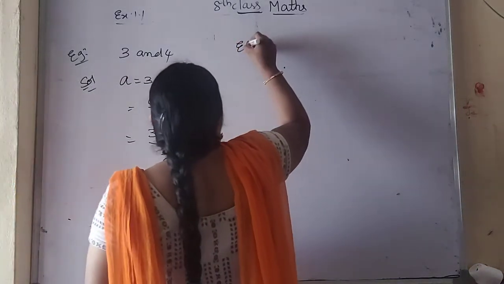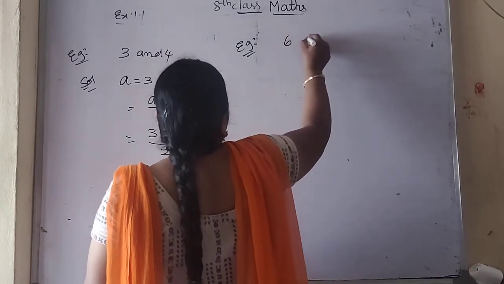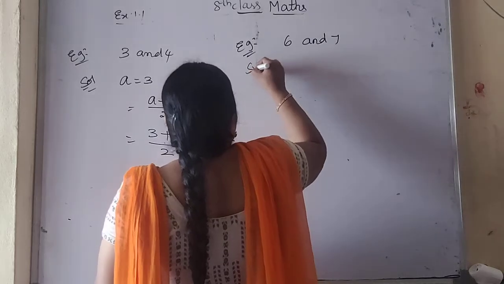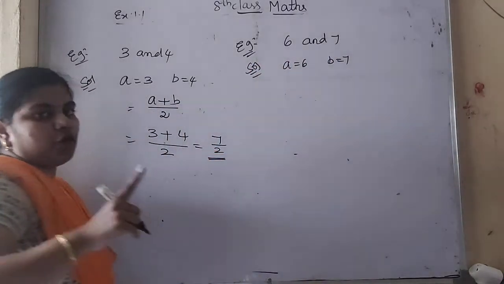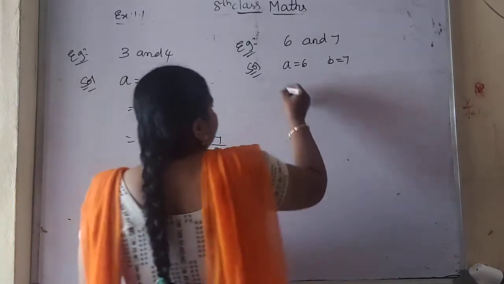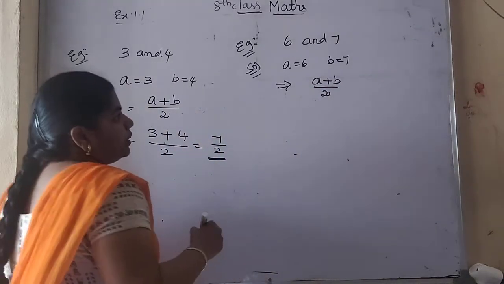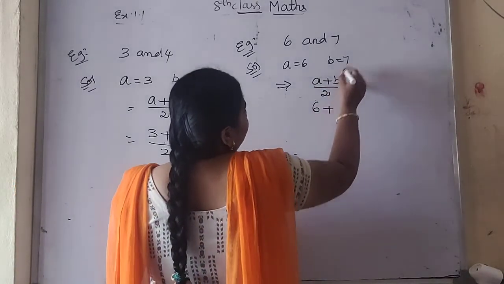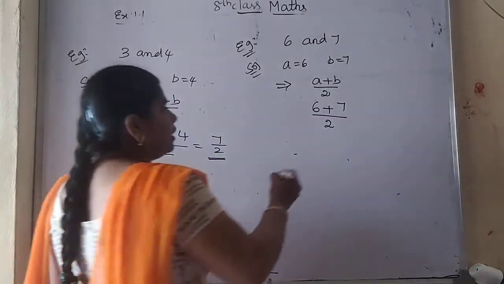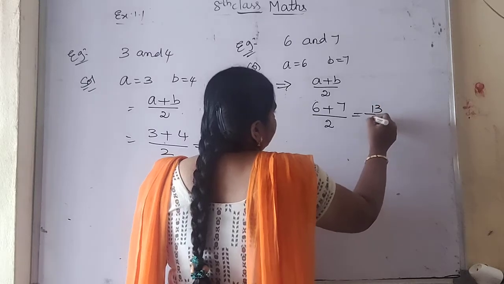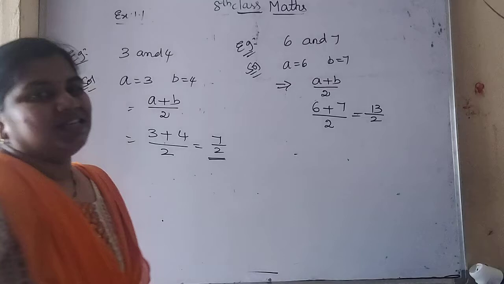In the same way, one more example we can take. I want to find the rational number between 6 and 7. Here a value is 6, b value is 7. Only a single rational number I want to find. So which formula I have to apply? (a plus b) by 2. So what is the a value? 6 plus b value is 7. So 6 plus 7 is how much? 6 plus 7 is 13. So the result is 13 by 2. So this 13 by 2 is a rational number between 6 and 7.